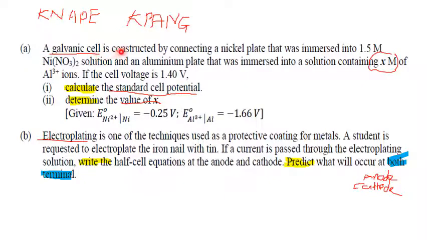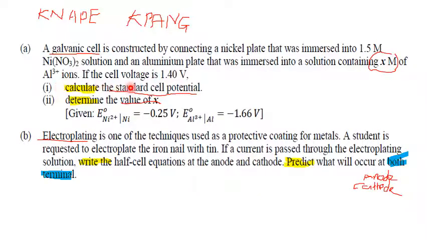A galvanic cell is constructed by connecting a nickel plate that was immersed into 1.5 molar nickel nitrate solution and an aluminium plate that was immersed into a solution containing X molar of aluminium 3 plus ion. Okay, based on this question, galvanic cell, we have to remember cathode positive, anode negative for a galvanic cell. If the cell voltage is 1.4 volt, cell voltage refers to E cell.